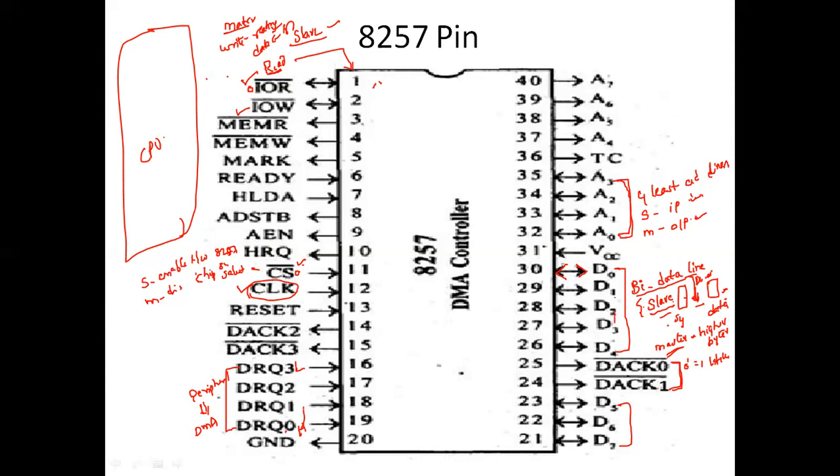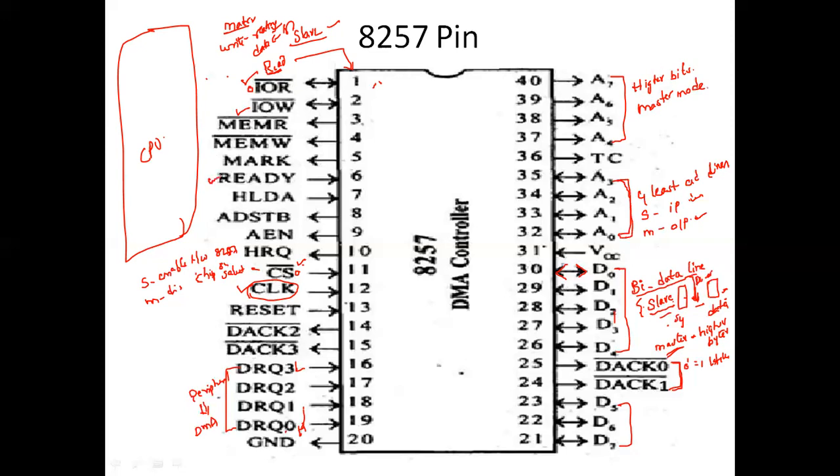And the next one is A4 to A7. So these are the higher bits, whereas A0 to A3 are the least significant address bits. These higher bits are generated by the DMA in master mode. Fine.